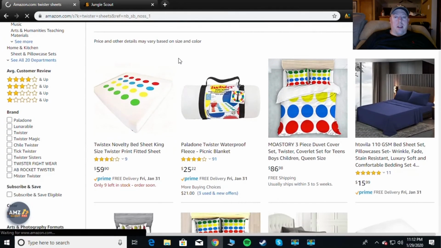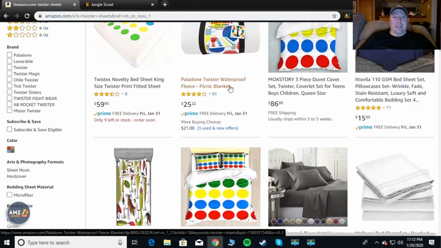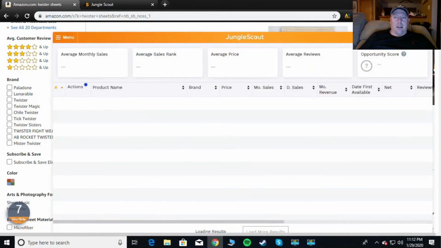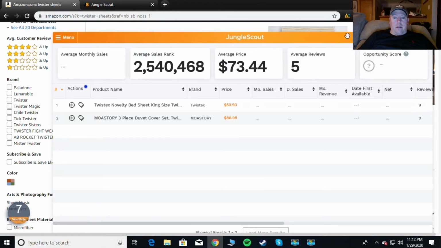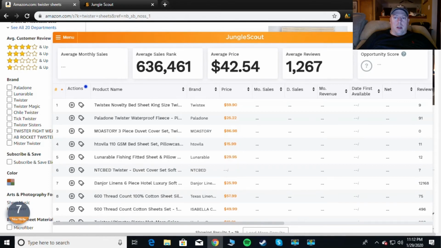Just what I thought it was, actually. So anybody ever played the game Twister? It's literally the Twister sheets. That's interesting. I can't imagine they're selling. I don't know. Huh. That's different.